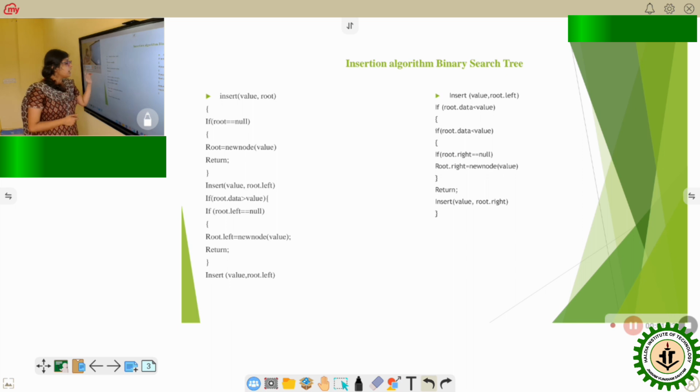Now we will return. Now we will check whether the value is lesser than the root node. If the value is lesser than the root node, then according to the properties of binary search tree, it will go to the left side. If it is greater than the root value, then according to the properties of binary search tree, the value will go to the right side of the root. Hence, we are checking if the root.data is greater than value or not. What is root.data? The value which is placed at the root.